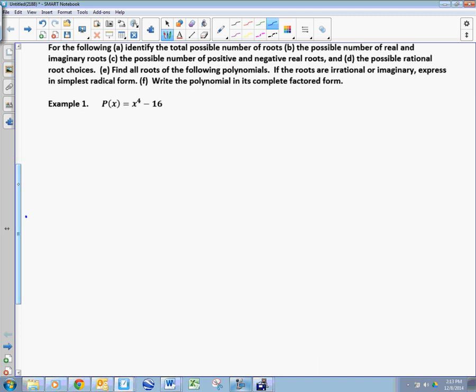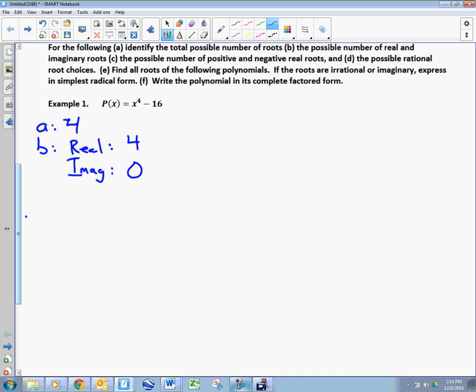Example 1. For the following, identify total possible number of roots. So, on your study guide, these are some of the problems that you weren't able to do yet. How many possible number of roots are there? 4. Very good. Then it says possible number of real and imaginary. If there are 4 possible roots, how many of them could be real? 4. Suppose there were 4 real roots. How many imaginary ones would there be? 0.